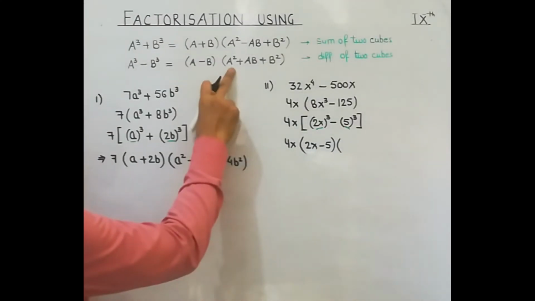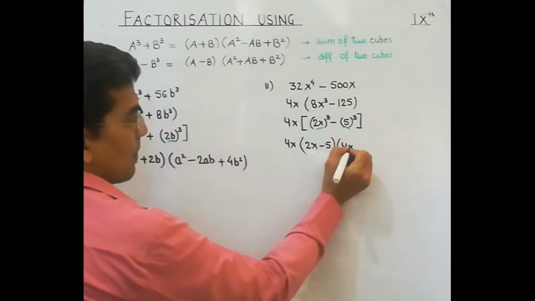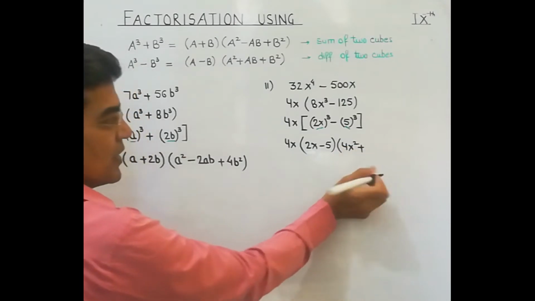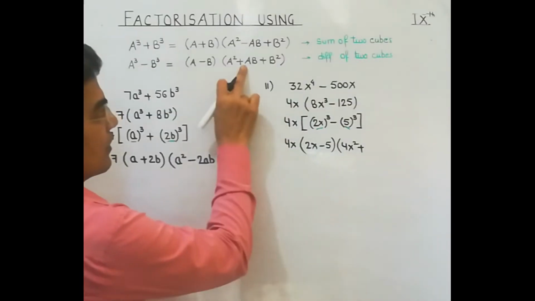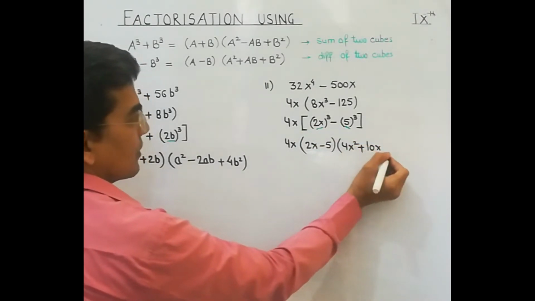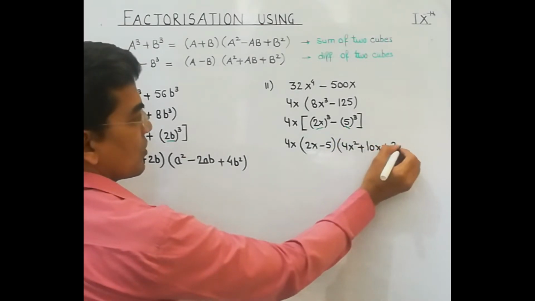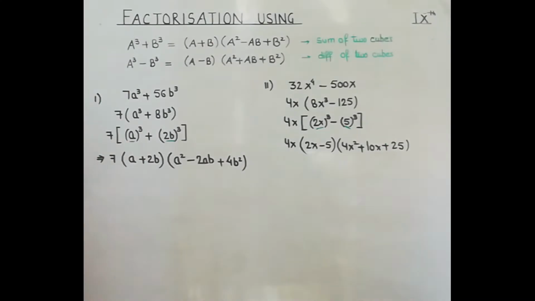What do you have to write in the second bracket? First of all, you have to write the square of A. This is your A, so square of A. Then you have to write plus the product AB. Multiply these two, 10x. And last, you have to write the square of B. This is your B, so the square of B is 25. So this will be your answer. You can see how we have applied the two formulas: one, the sum of two cubes, and the second, the difference of two cubes.